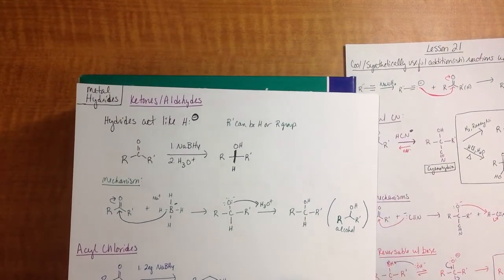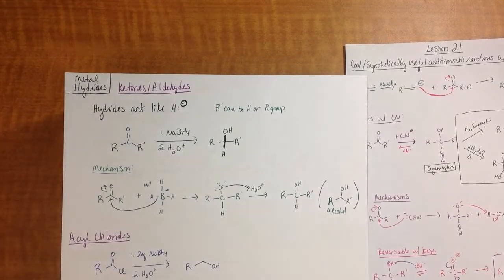Okay, so let's first talk about a metal hydride. A metal hydride has a metal component and a hydrogen. That metal component is usually boron or aluminum, which means those metals take on more of a positive charge. That also means hydrogen is almost acting as an H minus.